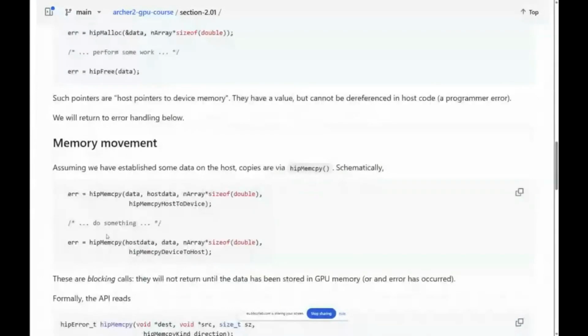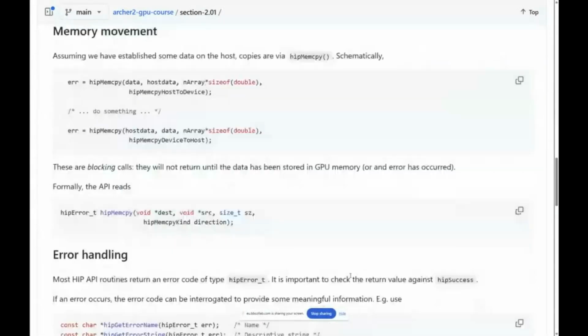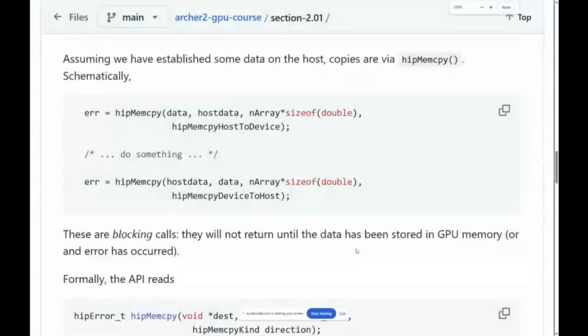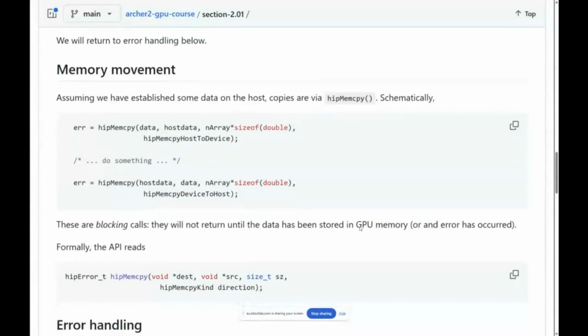So, memory movement. I'll just do this, it's easier. Usually there's a zoom level, I guess it looks a bit better, but that's fine.